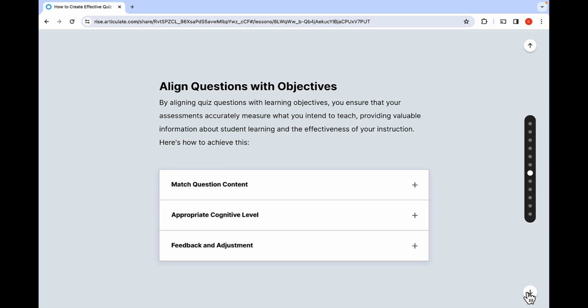You must also align questions with objectives. By aligning your quiz questions with learning objectives, you ensure that your assessments accurately measure what you intend to teach, providing valuable information about student learning and the effectiveness of your instruction. Here's how to achieve this.